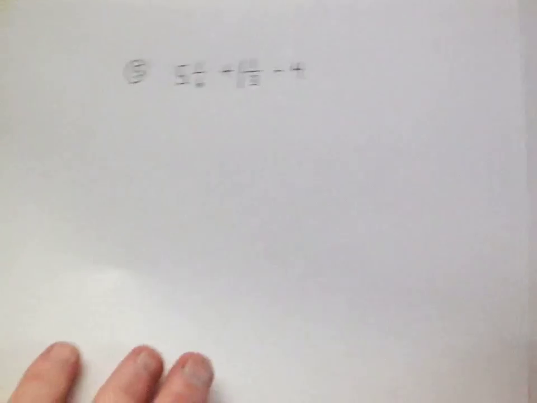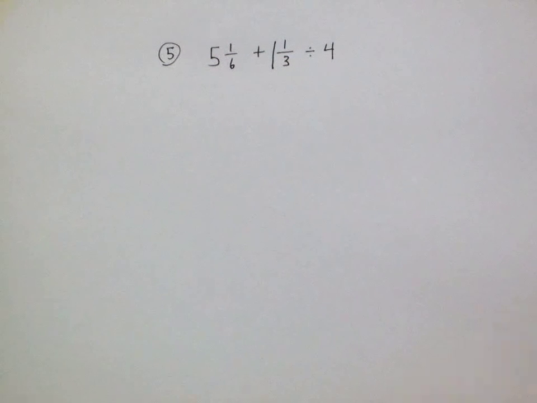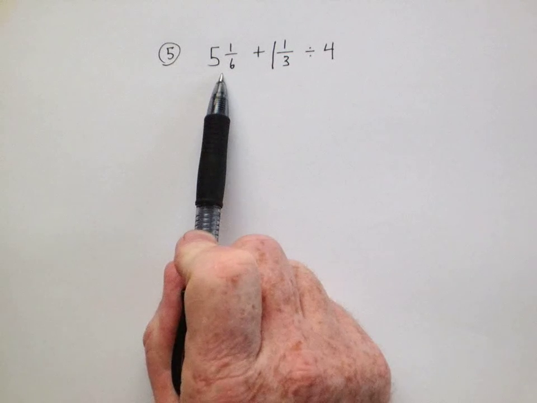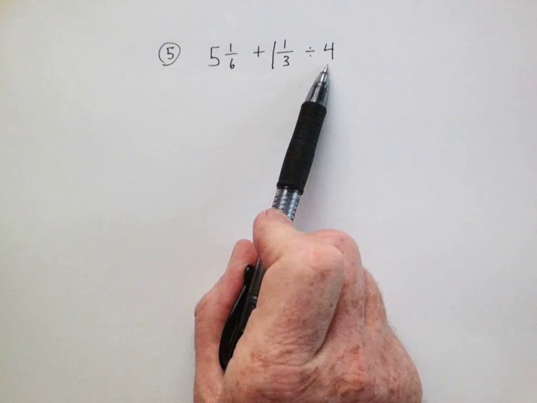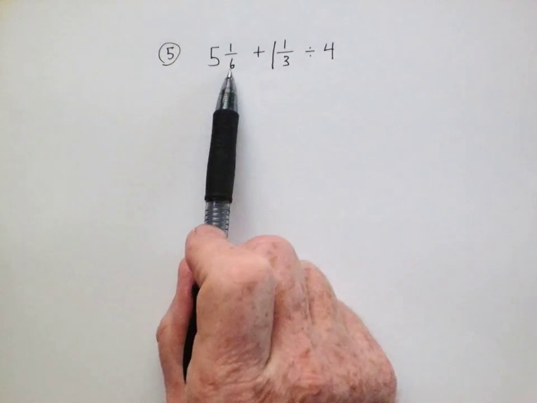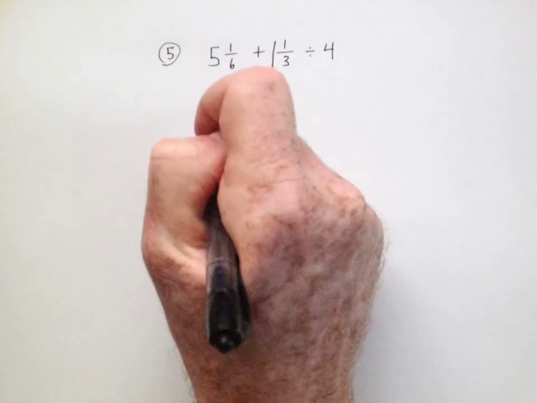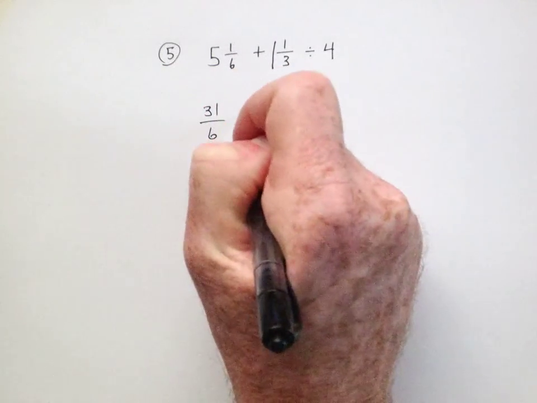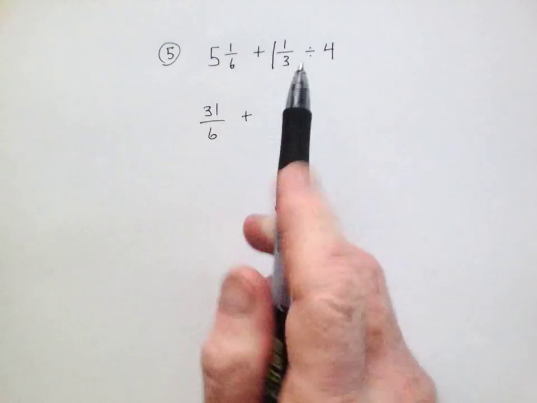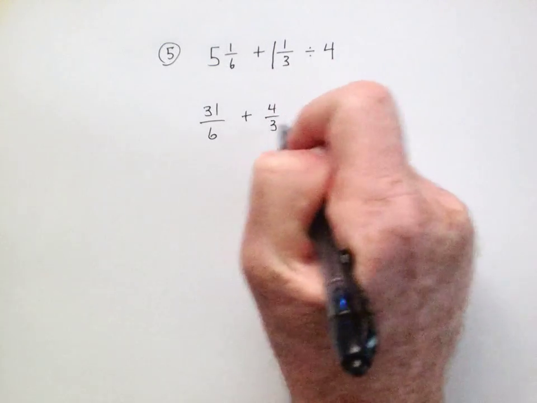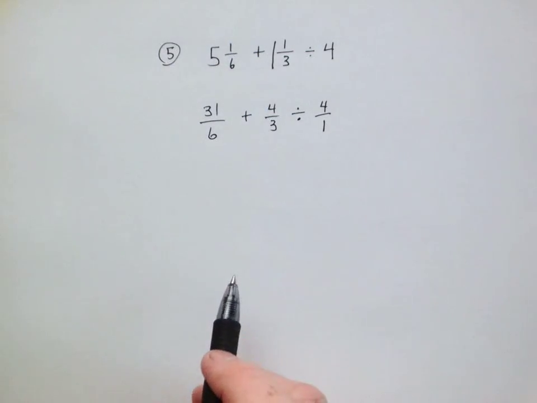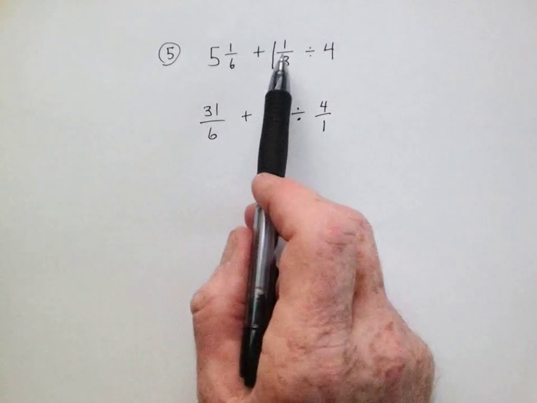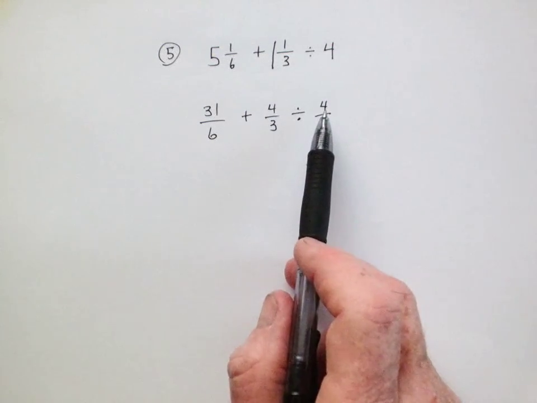Then there are 3 numbers. So I'm going to change this to an improper fraction, this to an improper fraction, and this to a fraction, which would be an improper fraction. So this one is going to be 30 plus 1, so it's 31 over 6. This would be 3 plus 1, so this one is 4/3. And then 4, I could rewrite as 4 over 1. So I changed each number, but I didn't change the symbols in between.